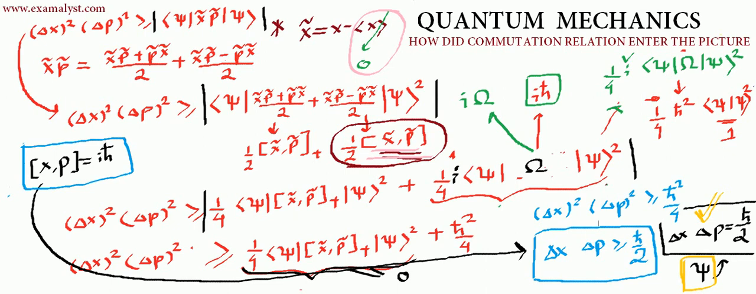So what is our next target? Our next target will be to find the minimum wave function which satisfies the minimum Heisenberg uncertainty principle, where Δx Δp is ħ/2. So that will be our next lecture.